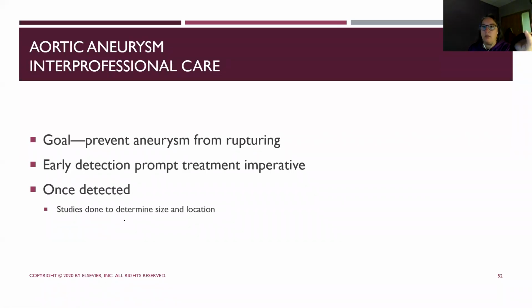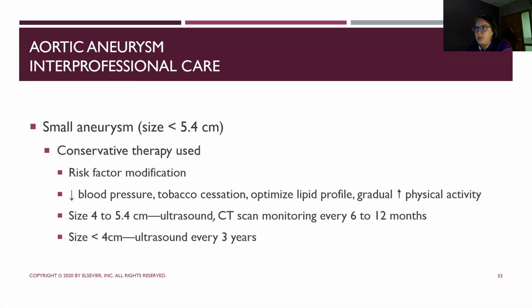So the goal then is to prevent the aneurysm from rupturing. One of the ways that we do that is we try and focus on early detection. We get prompt service. Treatment is imperative. Once it's detected, we need to do studies to see its size and its location. Depending upon its size, it's going to tell us what our interventions are going to be. And these are all interdisciplinary, interprofessional interventions. So if you have a small aneurysm, less than 5.4 centimeters, we're going to be using conservative therapy.